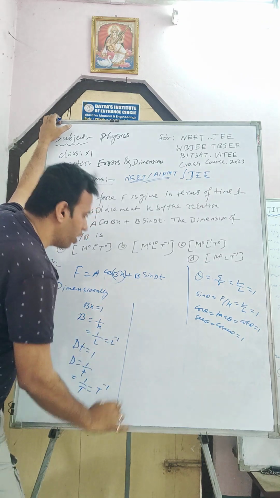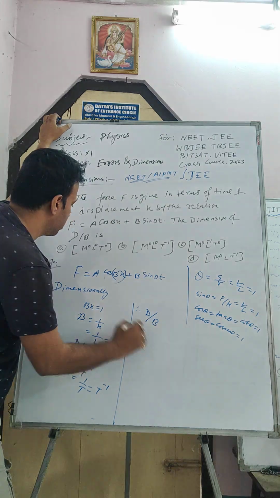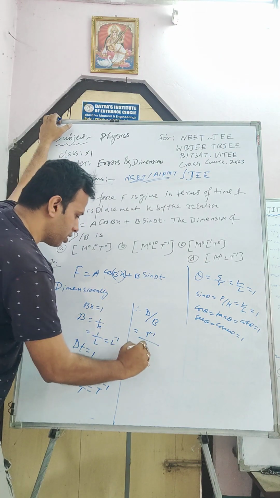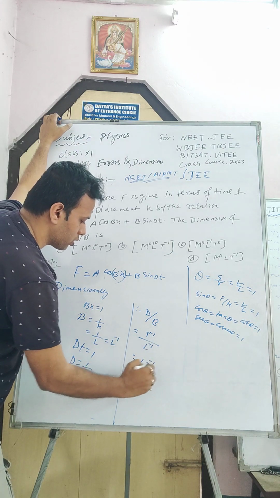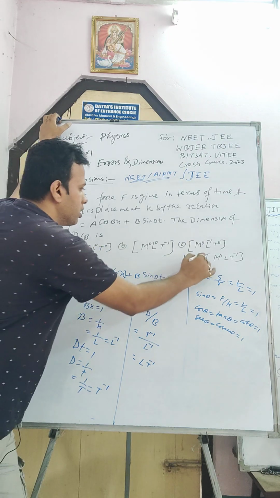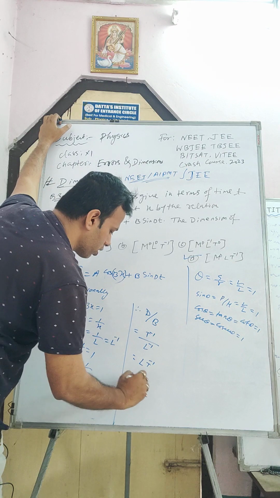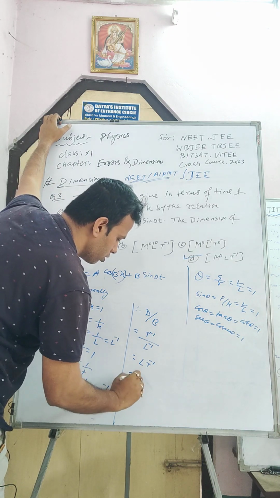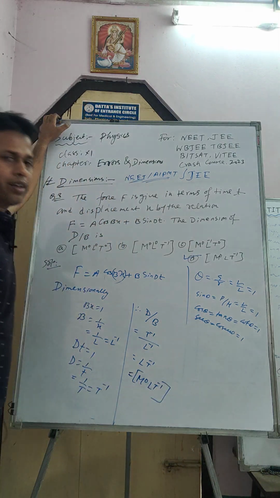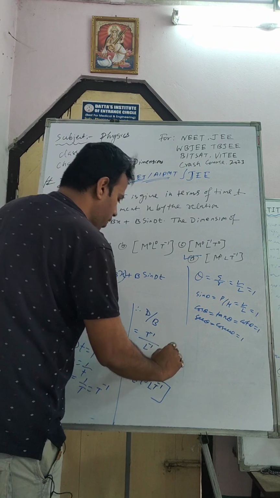Now we have to find out the dimension of d by b. Just put the value of d as T⁻¹ and b as L⁻¹, so it will be LT⁻¹. So which option is correct? Option D is correct, right? M⁰LT⁻¹ will be the correct answer. So option D is the correct answer here.